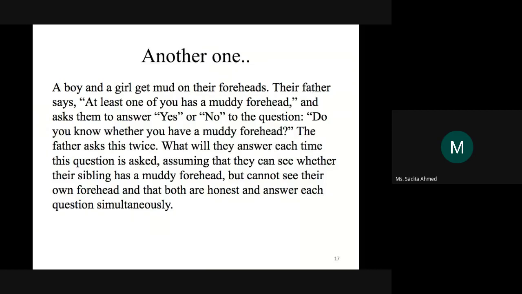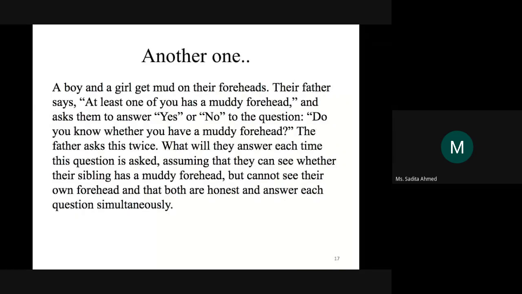The father asked them, do you know whether you have a muddy forehead? The boy will say whether he knows whether he has a muddy forehead. He's not going to talk about the girl. But when he thinks about the logic, you're saying that they say yes the second time because, since the other person said no the first time, it must mean that I have a muddy forehead. Yeah, fine.